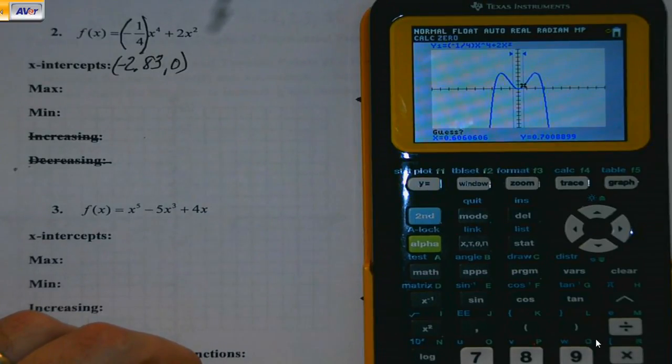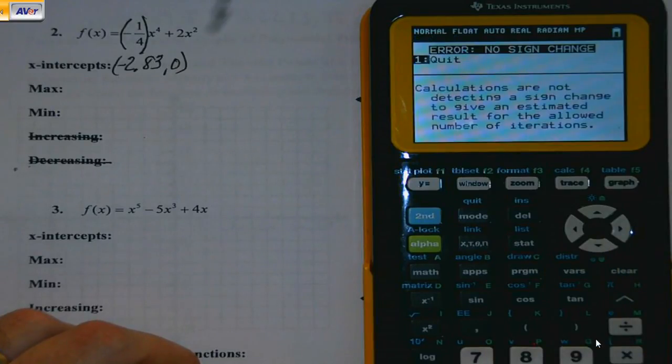Okay, why has my calculator gone back batty? Okay. So now you get here and you're like, wait, error, no sign change. We did everything right. I see that it's there. What's going on? Okay, let me show you something else.